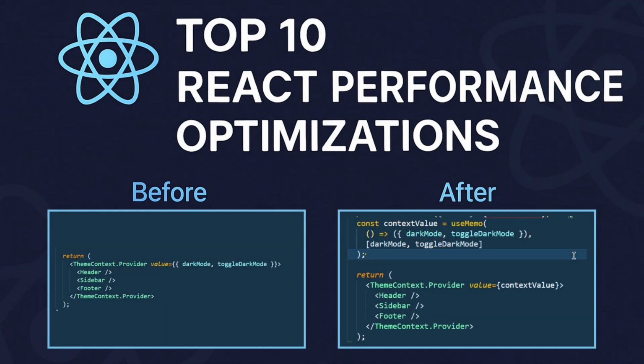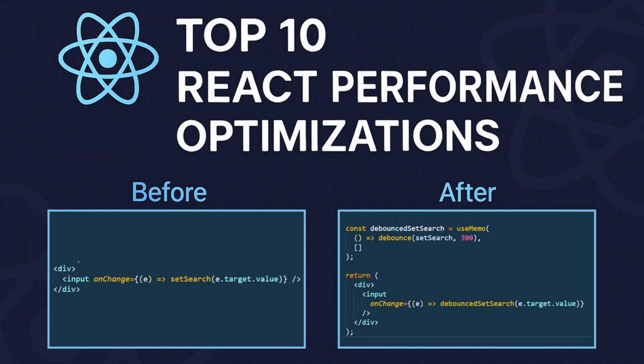8. Don't overuse context. React context causes all child components to re-render when the context value changes. It's fine for static data like theme or language, but avoid using it for frequently updated state.